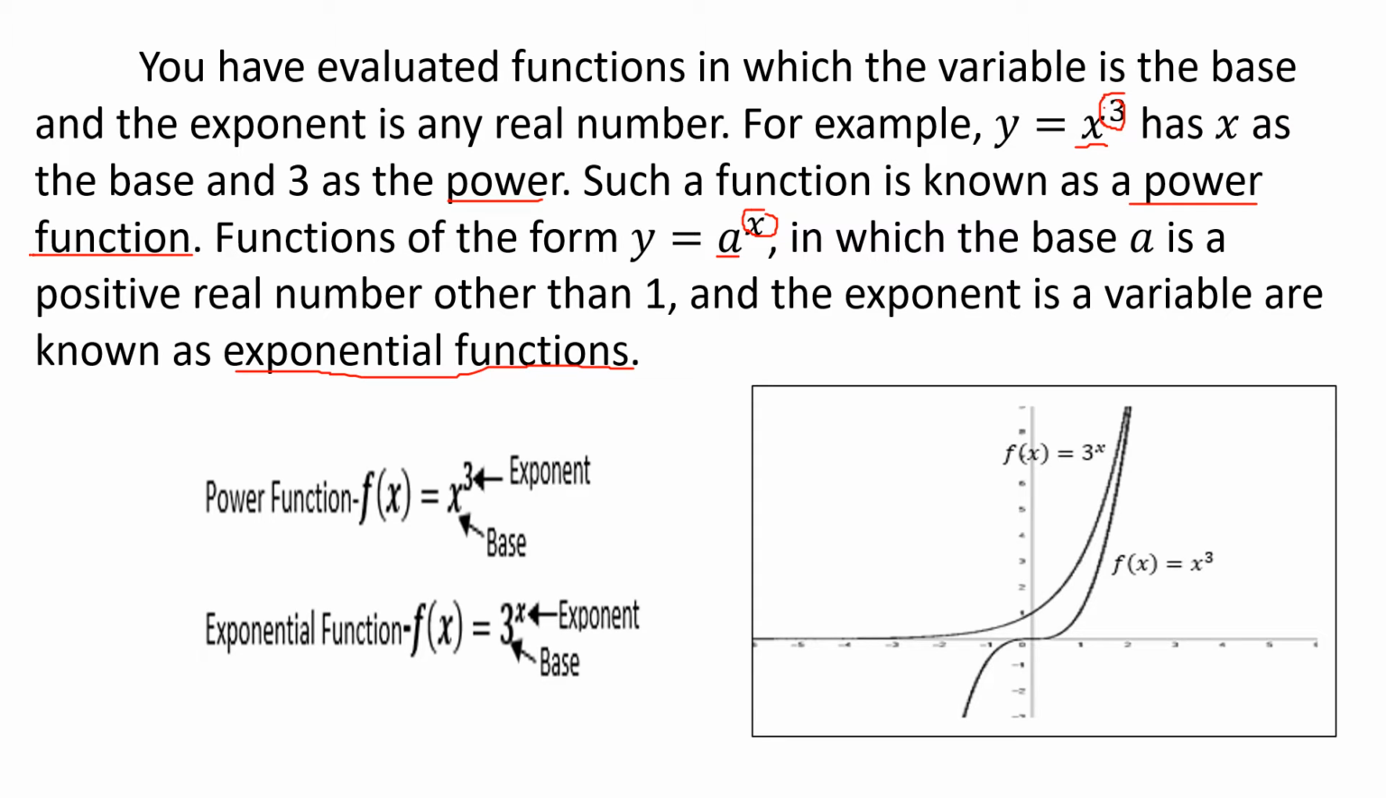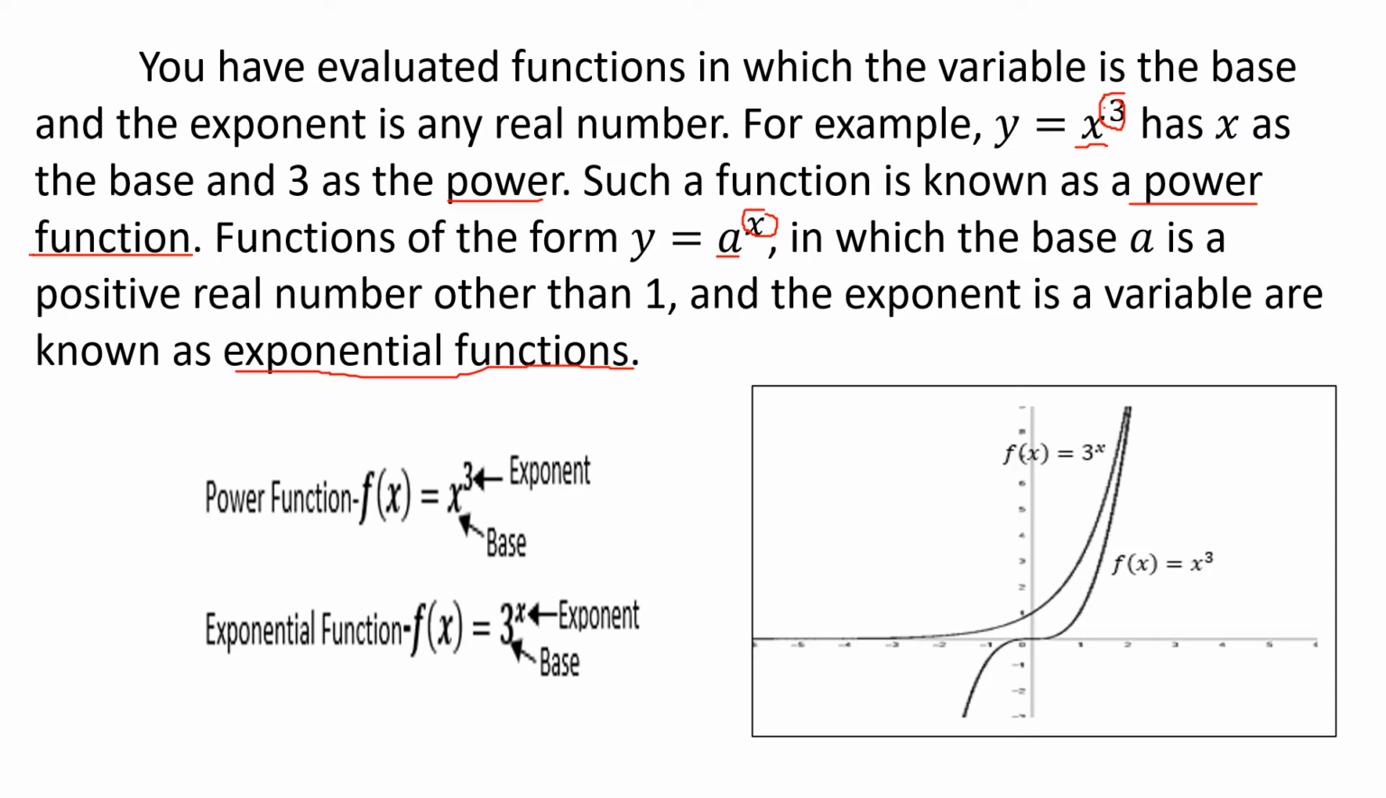So, try to differentiate the power function and the exponential function. In our power functions, our base is x, while in our exponential functions, the variable x is our exponent, and our base is any positive real number other than 1. Okay, so we have here the difference: f of x equals x exponent 3 is an example of a power function where the base is x and the exponent is 3.